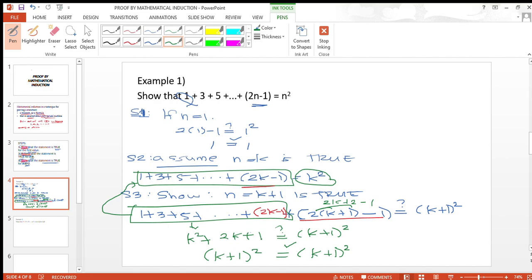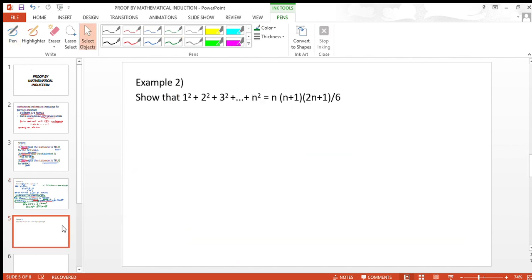So we have proven that step 3 is true. So what will be our final conclusion? So final conclusion, therefore, 1 plus 3 plus 5 plus dot dot dot until we have 2n minus 1 is equal to n squared. So that's the first example for the proof by mathematical induction.